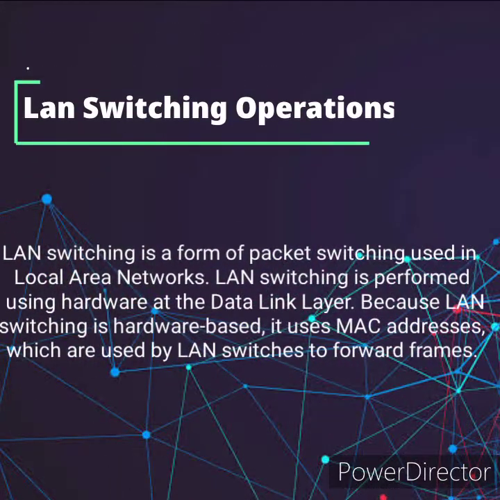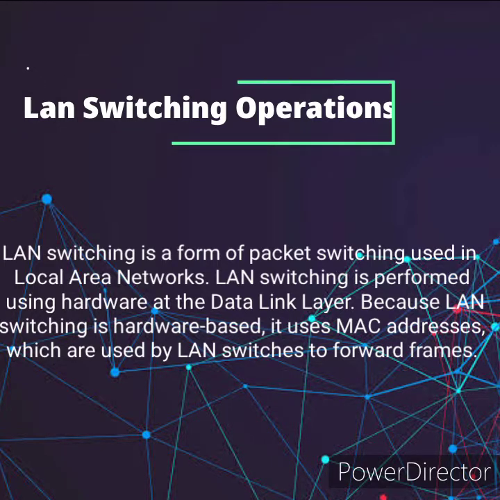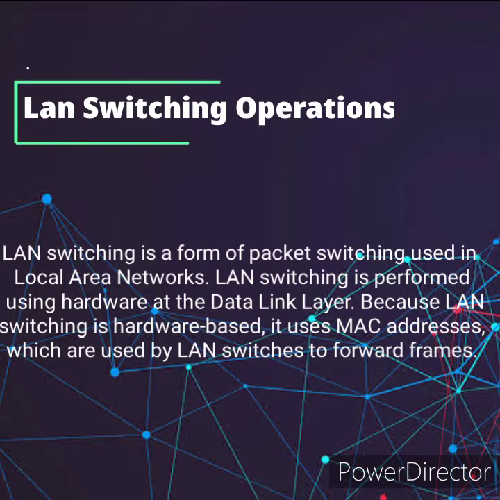LAN switching operations. LAN switching is a form of packet switching used in local area networks. LAN switching is performed using hardware at the data link layer. Because LAN switching is hardware-based, it uses MAC addresses, which are used by LAN switches to forward frames.